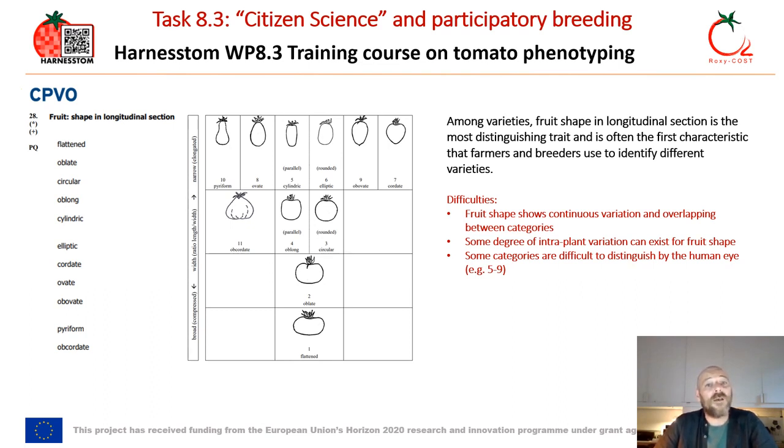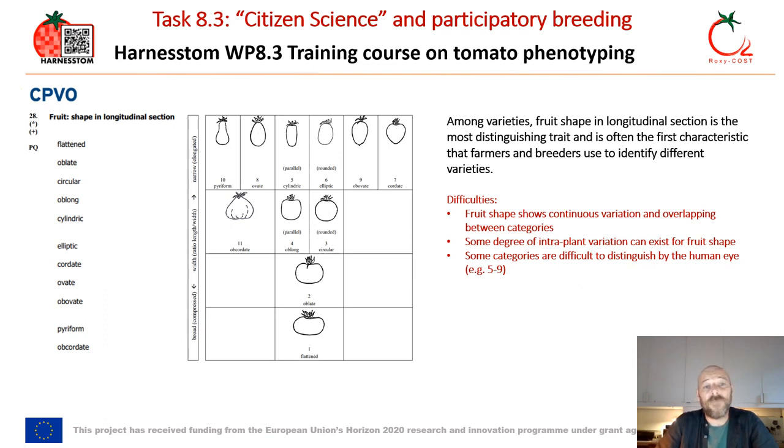CPVO proposes a fruit shape classification with 11 levels. These are flattened, oblate, circular, oblong, cylindric, elliptic, cordate, ovate, obovate, piriform, and obcordate. These categories are representative of the tomato diversity.